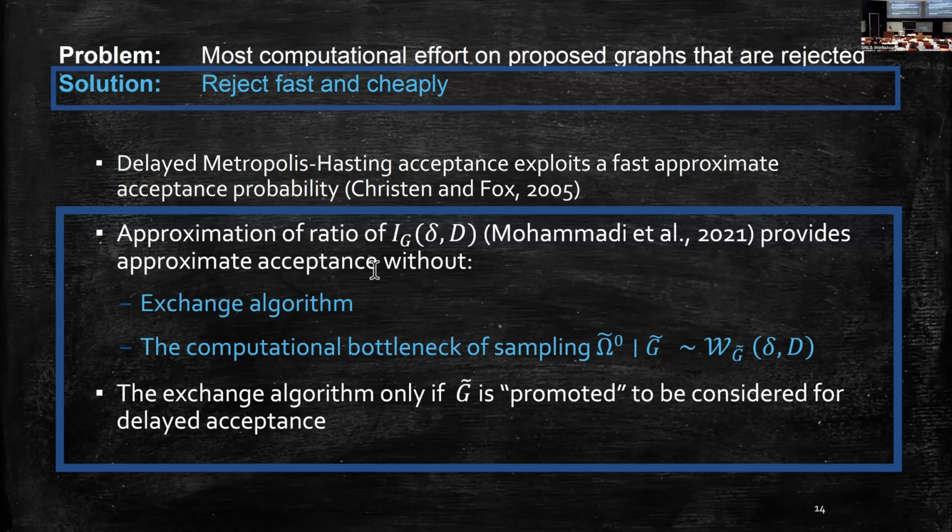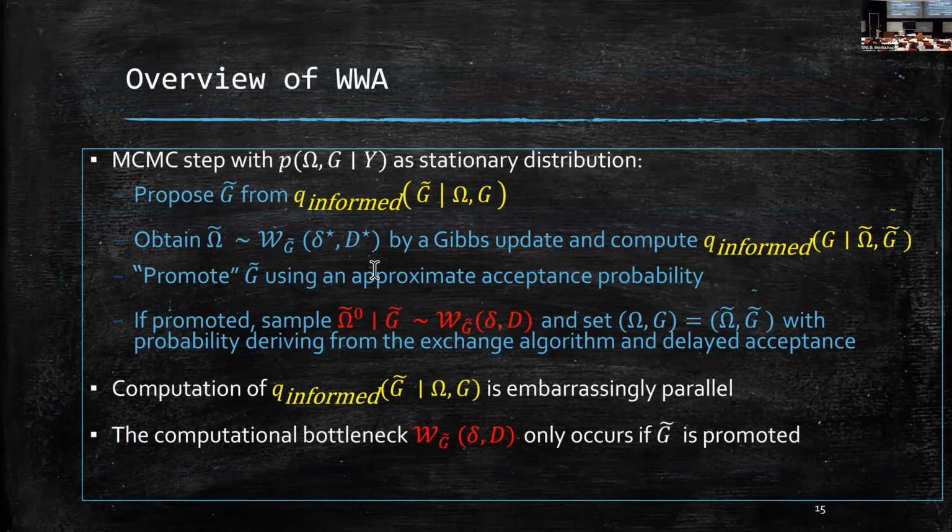So this is a lot of things. And this is finally an overview of the entire algorithm. Basically we propose G tilde from the informed proposal. Then we update omega tilde by a Gibbs update, which involves the Cholesky decomposition. We promote G tilde using an approximate delayed acceptance MCMC acceptance. And then if the graph is promoted, we send it to the final acceptance. If we accept the graph, then also we accept the precision matrix.